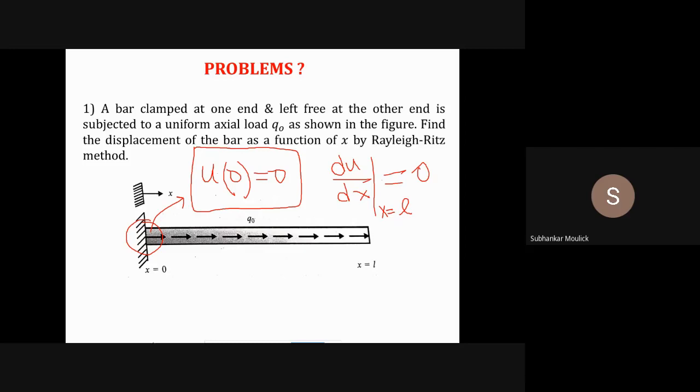So I can ask this question for the weighted residual method also, without giving you the governing differential equation and the essential and natural boundary conditions. So by looking at the problem, you have to first define the governing differential equation and then the essential and natural boundary conditions. Fine. So these are the essential and natural boundary conditions for this problem.